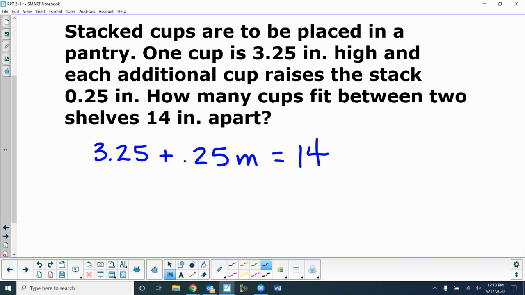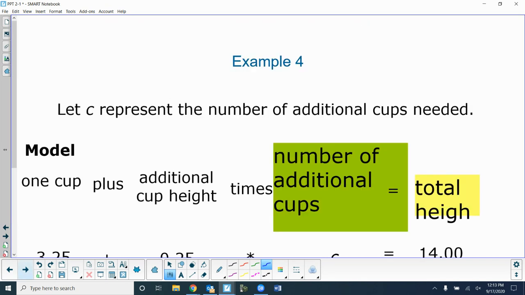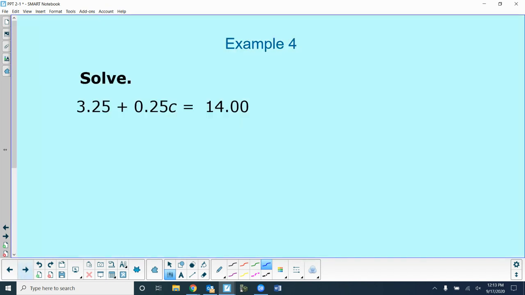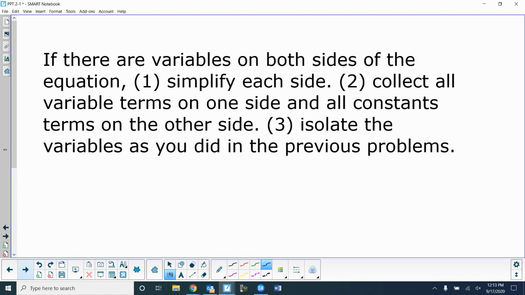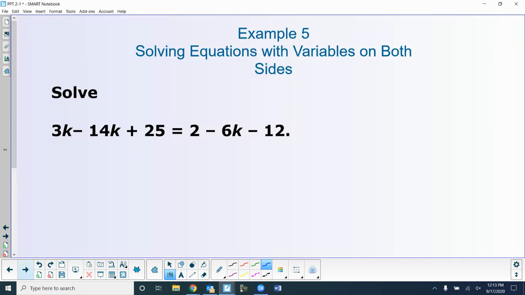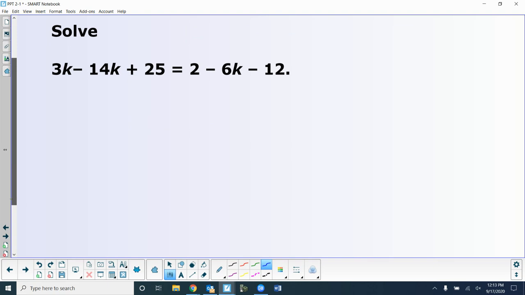Okay, so you have a few word problems. Write your equation and solve your equation. Okay? All right, if there are variables on both sides of the equation: 1, simplify each side. 2, collect all variable terms on one side and all constant terms on the other. And then get the variable by itself, like we've been doing. So here's one where we got variables on both sides.